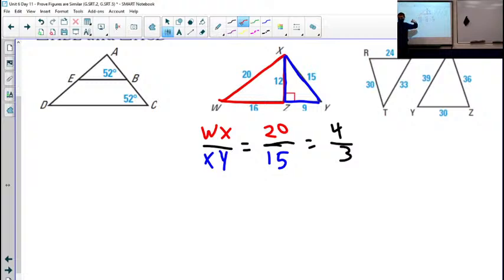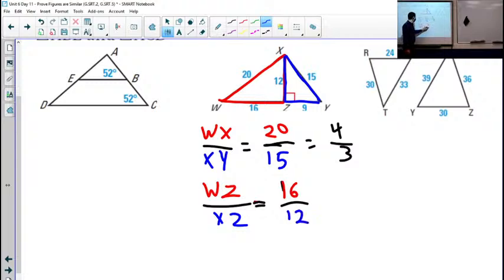Now let's take the middle side with the middle side. In the red triangle, my middle side is going to be W to Z, which is 16, over my middle side in the blue triangle. In the blue triangle, I have 15, 12, and 9, so 12 is my middle, so that's going to be X to Z. Those are both divisible by 4. 16 divided by 4 is 4. 12 divided by 4 is 3.